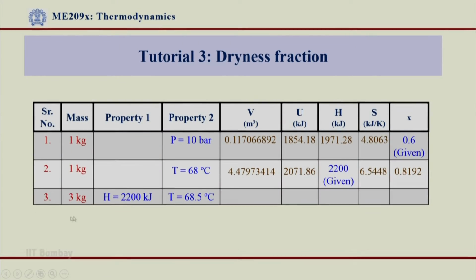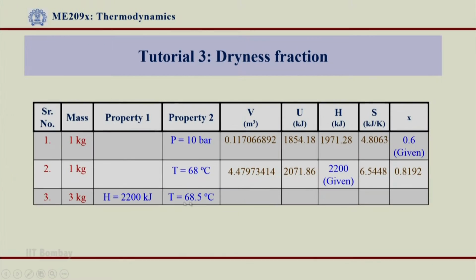With this background, let us get to the third problem, where the mass is 3 kg. Earlier we had mass as 1 kg, or unit mass. Here we have 3 kg of mass, and for this we have the properties. The enthalpy has been given as 2200 kilojoules, and the temperature has been given as 68.5. This will now create a problem, and let us see how we solve it.